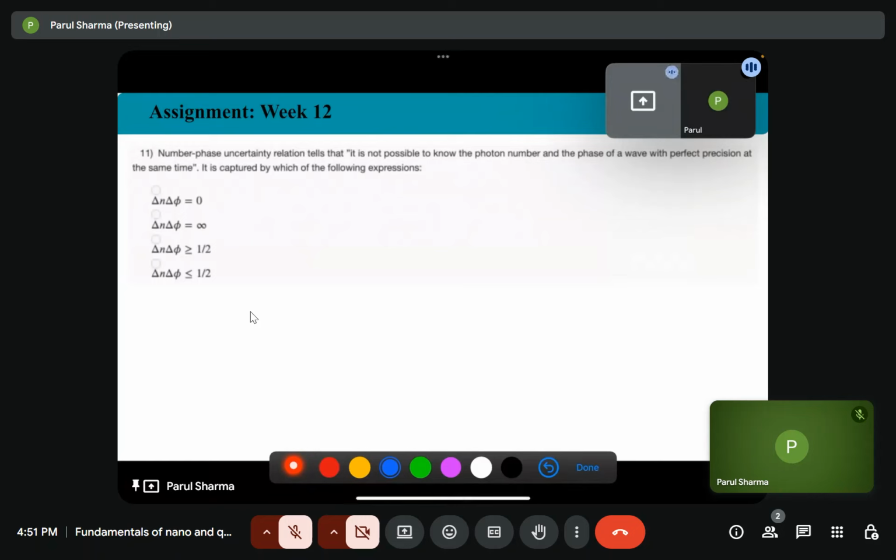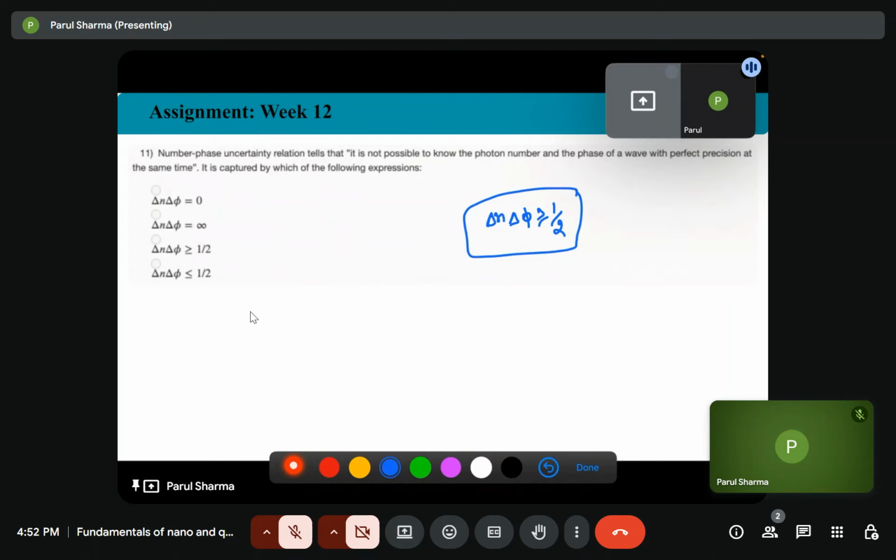The next question is, the number phase uncertainty relation tells that it is not possible to know the photon number and the phase of a wave with perfect precision at the same time. It is captured by which of the following expression? So we saw that there is an uncertainty relation between the number and the phase, that is given by delta n delta phi is greater than or equals to 1 by 2.